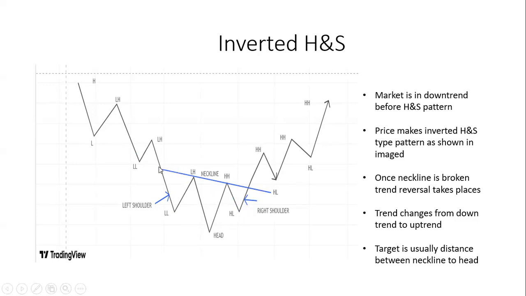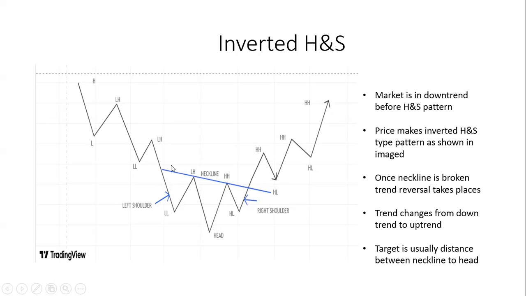So this pattern, if we draw the trend line, looks like a head and shoulder. This is a shoulder, this is the head, and this is another shoulder. Hence it is called head and shoulder, but it is reversed, hence it is called reverse head and shoulder. So this is the left shoulder, this is the head, and this is the right shoulder.